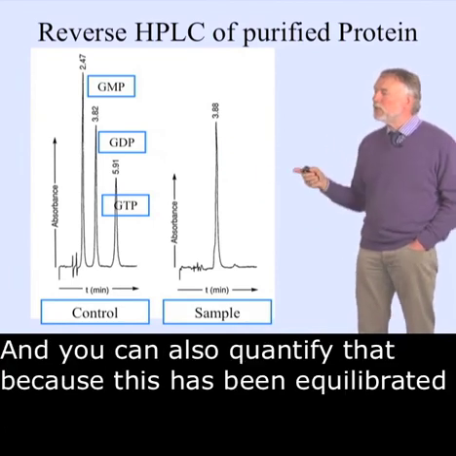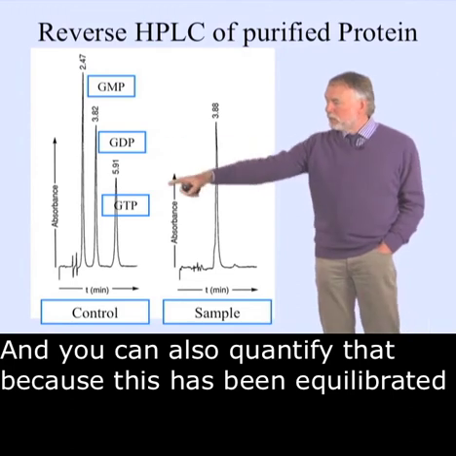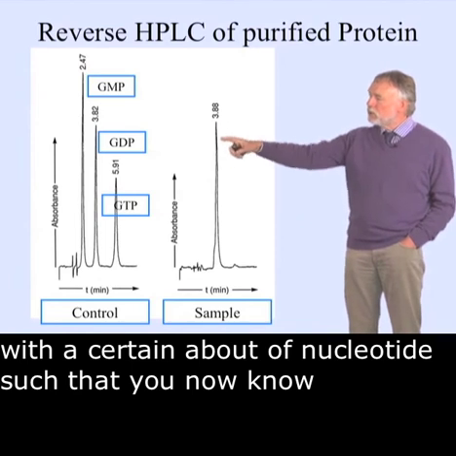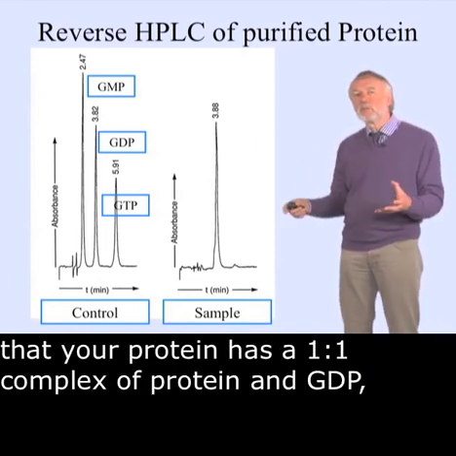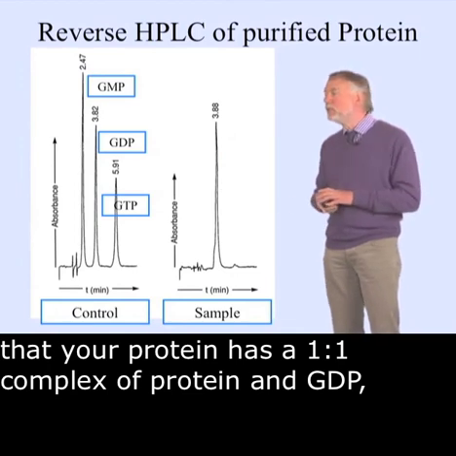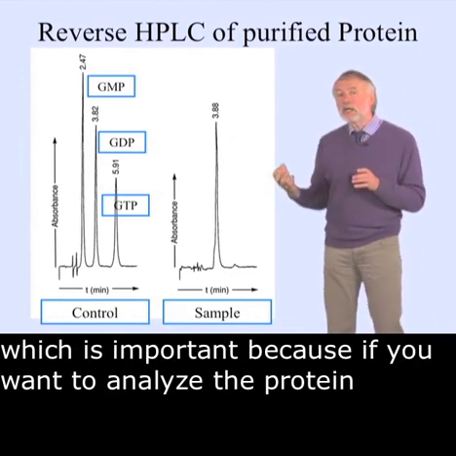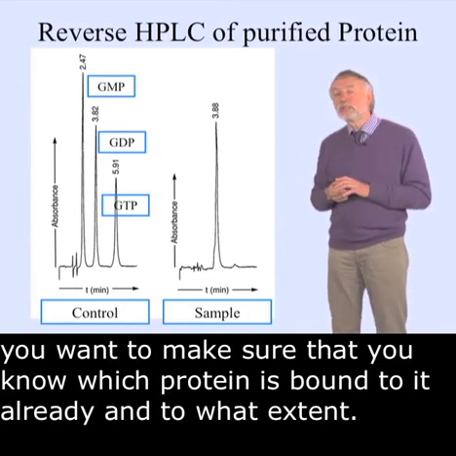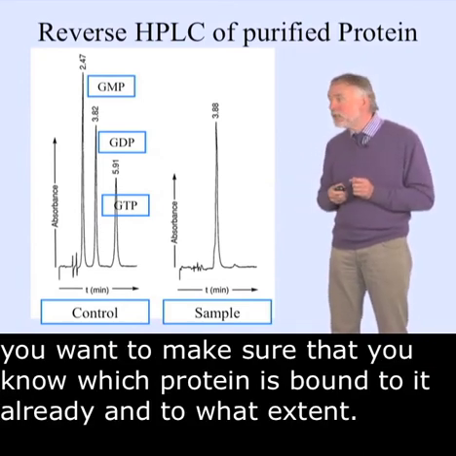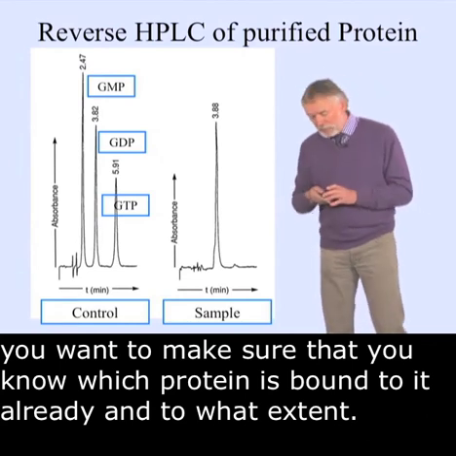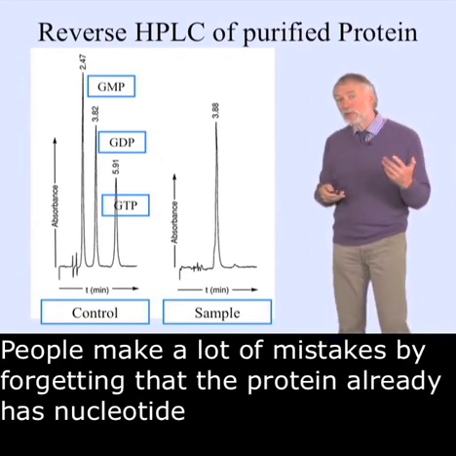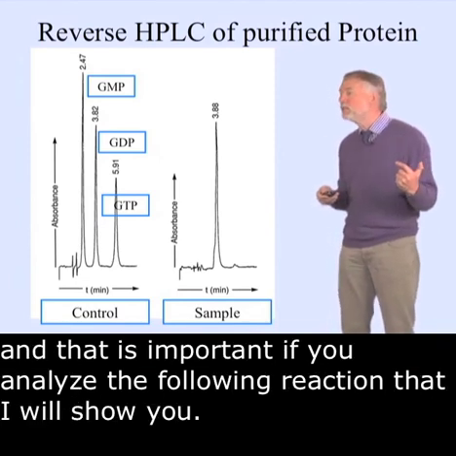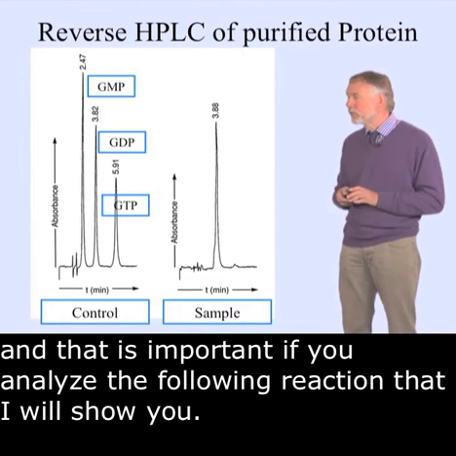And you can also quantify that, because this has been equilibrated with a certain amount of nucleotides, such that you now know that your protein, let's say, has a one-to-one complex of protein and GDP. That is important because if you want to analyze the protein in any of the reactions that this protein does, you want to make sure that you know which nucleotide is bound to it already and to what extent. People make a lot of mistakes by forgetting that the protein already has nucleotide, and that is important if you analyze the following reaction that I will show you.